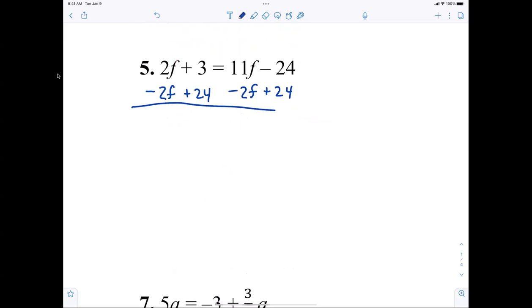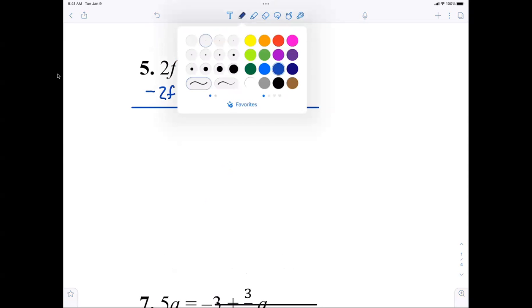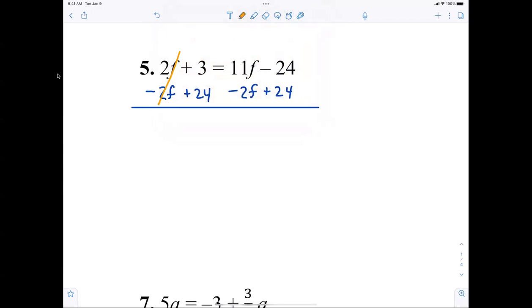Then everybody's drawing a line underneath it for me, and then the 2F terms cancel out. This cancels. And what else cancels? So the 24. Very nice. So 27 equals 9.